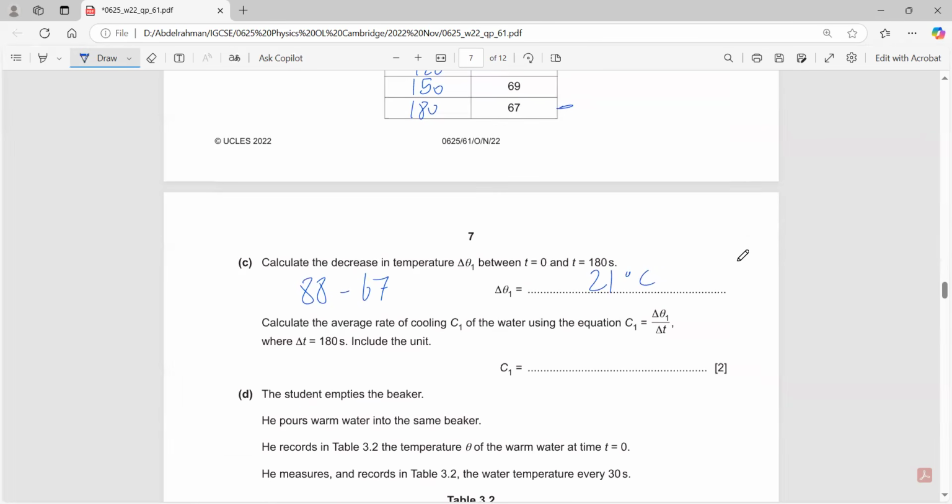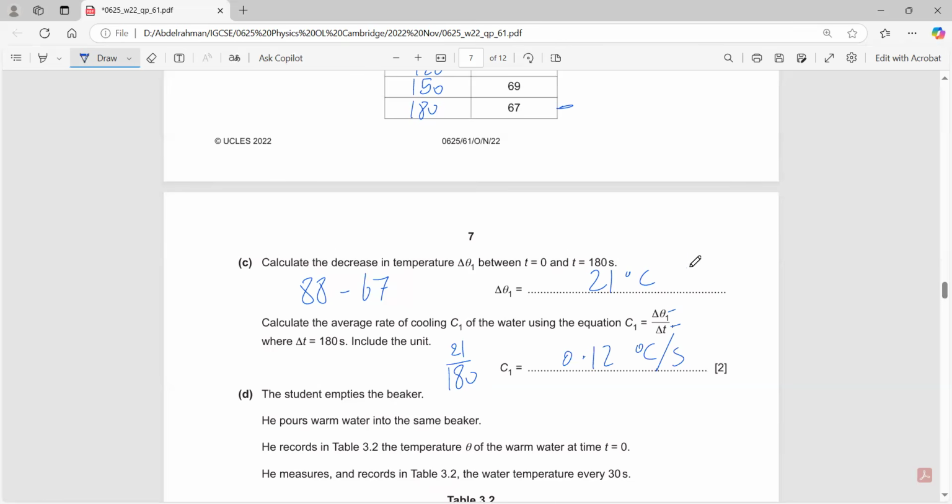Can I find the average rate of cooling C1? Yes, delta theta 1 over delta T, where delta T is 180. So basically 21 over 180, and I will include the unit. 21 over 180 is around 0.117. Can I write it down as 0.12? Yes, you can, two significant figures. The unit is degrees Celsius per second: temperature over time.